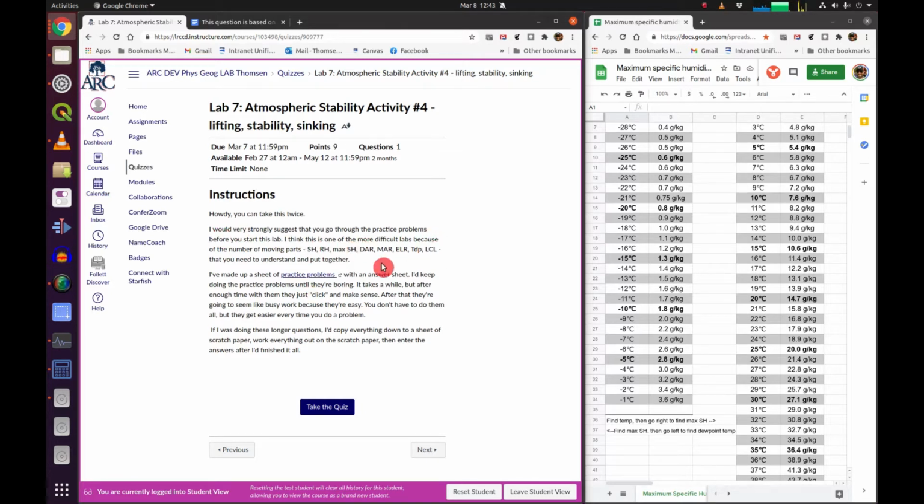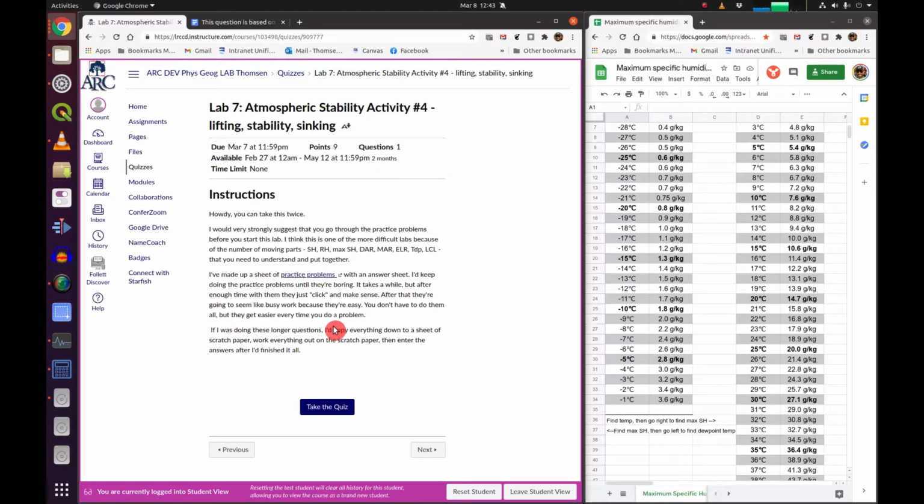I strongly suggest that you go through the practice problems. This is one of the more difficult labs because of the number of moving parts: specific humidity, relative humidity, max specific humidity, the dry adiabatic rate, the moist adiabatic rate, the environmental lapse rate, the dew point temperature, and the lifting condensation level. You need to know what those are and how to make them fit together to solve the problems. I've made up a sheet of practice problems with an answer sheet. I'd keep doing them until they're boring. That is a good thing to do.